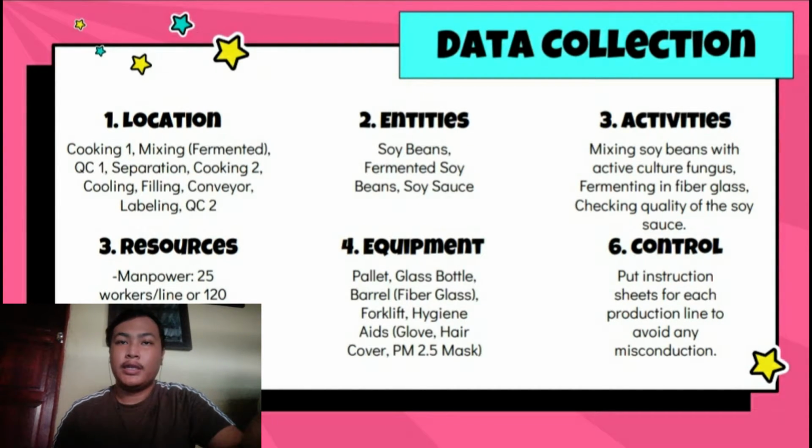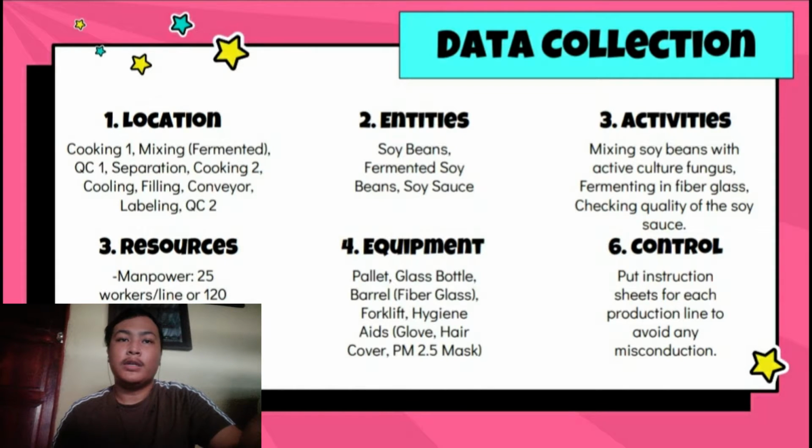The third data collection is activities. Activities are all tasks that will be performed in the system or production line, either directly or indirectly toward the processing of the entities. ZARA Foodstuff Industry Sdn Bhd has three main activities: first, mixing soybean with active culture fungus; second, fermenting in fiberglass; and third, checking the quality of the soy sauce.